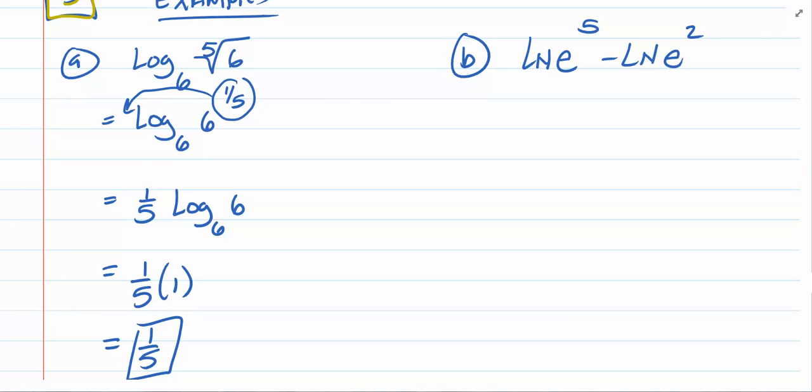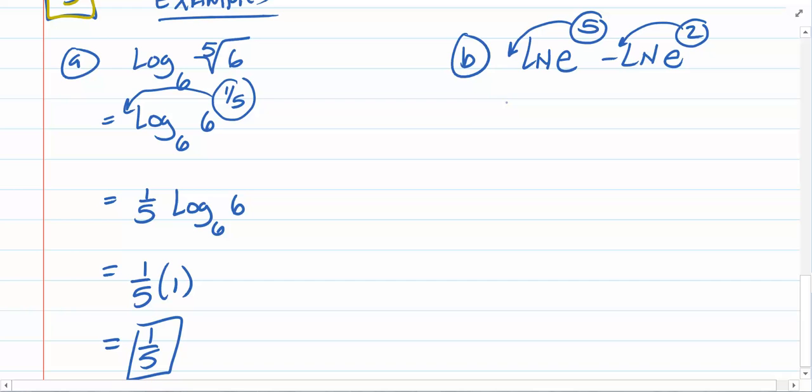Okay, let's take a look at B. It says the natural log of e to the 5th minus the natural log of e squared. Well, I have two power rules here, right? This 5 is allowed to come down in front here. This 2 is allowed to come down in front here. So I'm going to get this: 5 times the natural log of e minus 2 times the natural log of e.